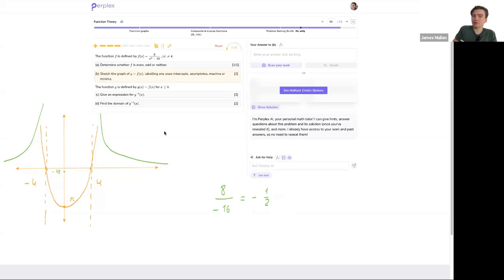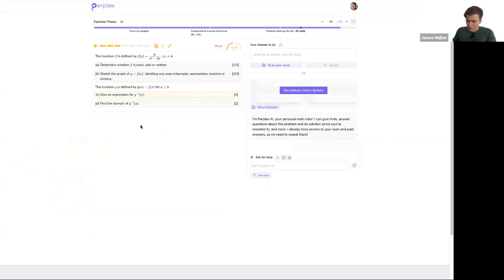And I know that anywhere between the roots, the denominator is negative, so the whole function is going to be negative. So I'm going to have something that looks like this. I can draw that better. It should be symmetric at the x-axis, like that. That's my answer.